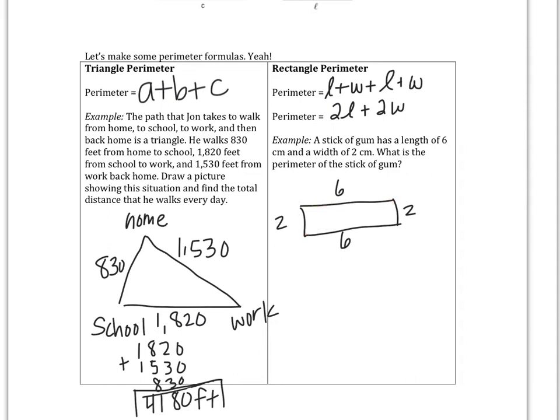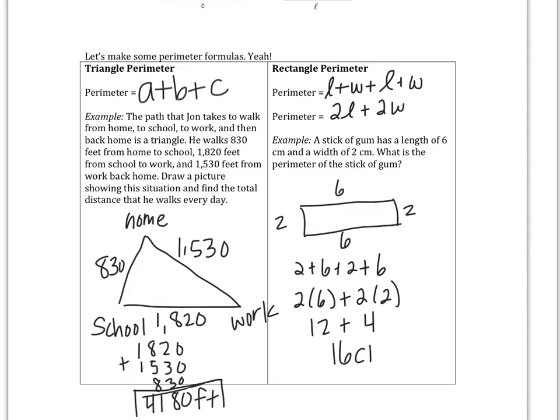So we're going to have 2 plus 6 plus 2 plus 6. Another way to write that is 2 6s plus 2 2s. And that total is going to be 12 plus 4, which is 16 centimeters around that piece of gum.